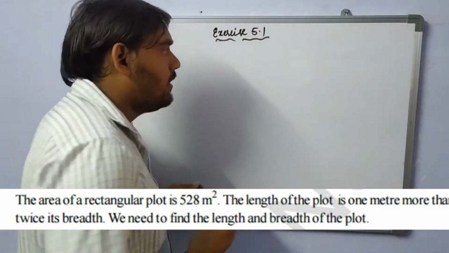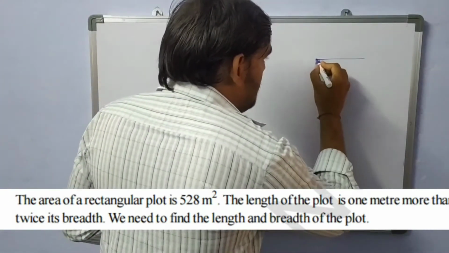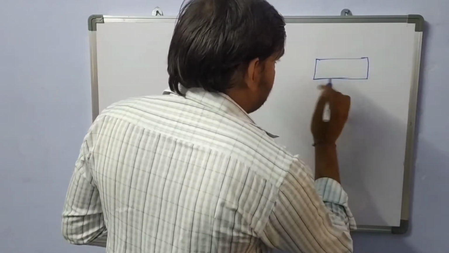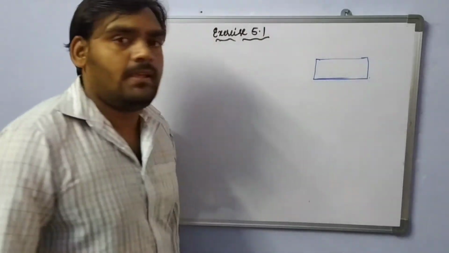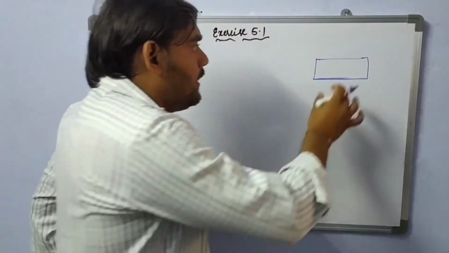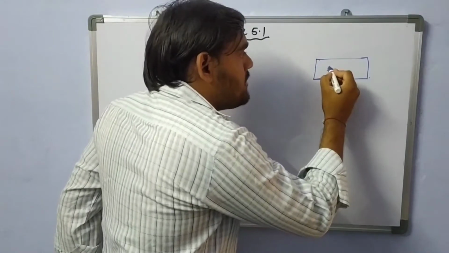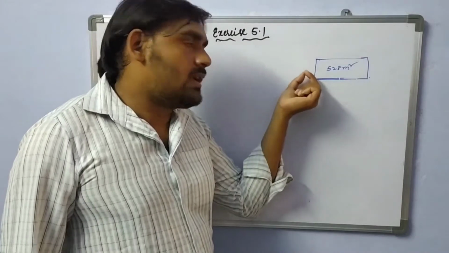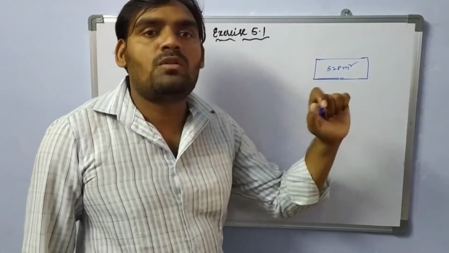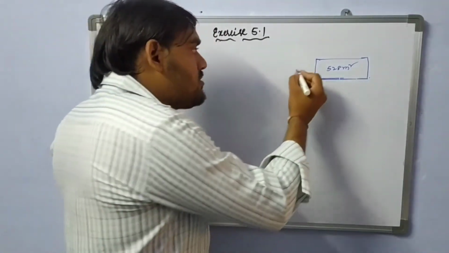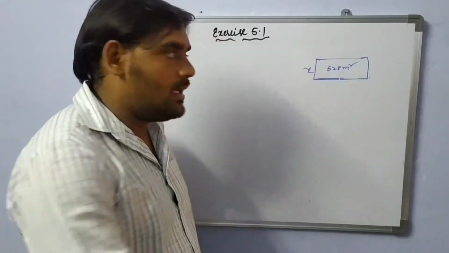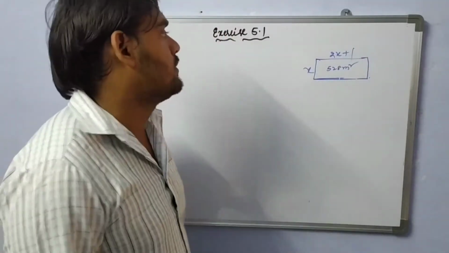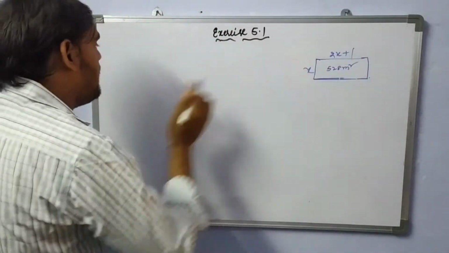See, we need to take a figure for that. At that time, you can easily understand the problem very well. If it is a rectangle, the area of this rectangle is 528 meters square. Whatever we consider as breadth, the length will be one more than twice its breadth. Suppose we consider the breadth as x, then the length will be 2x plus 1 according to the problem. We will write the steps by seeing this figure.